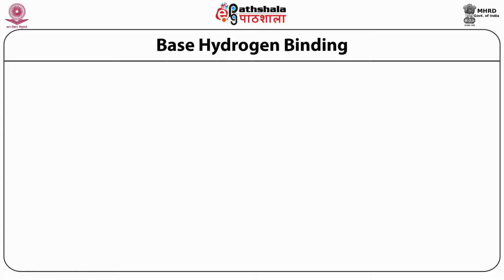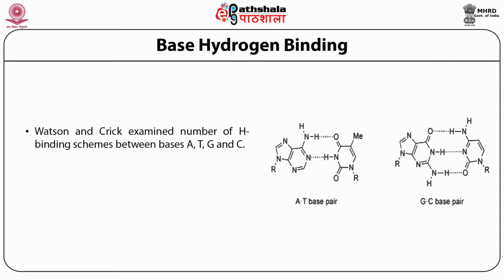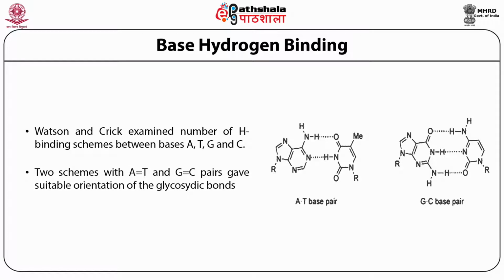Base hydrogen bonding. Watson and Crick examined a number of edge bonding schemes between A, T, G and C using cardboard models. Two schemes with A pairing with T and G pairing with C, with 3 hydrogen bonds for GC, gave suitable orientation of the glycosyl bond. You can notice the glycosyl bonding position R in AT base pair is almost similar to that in the GC base pair.